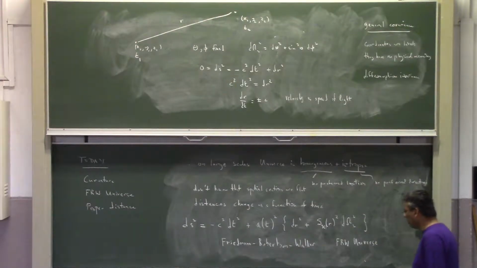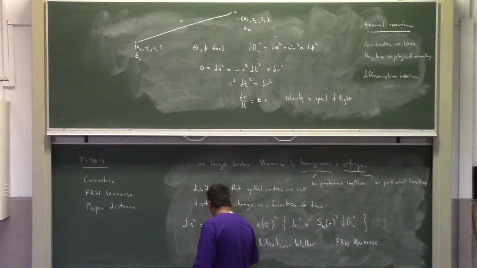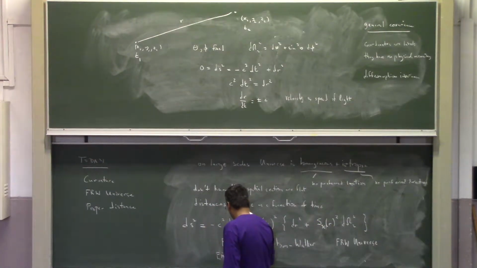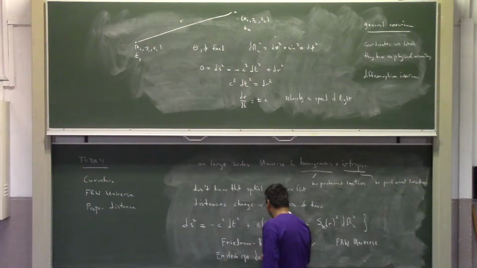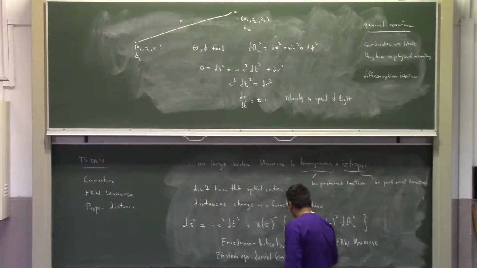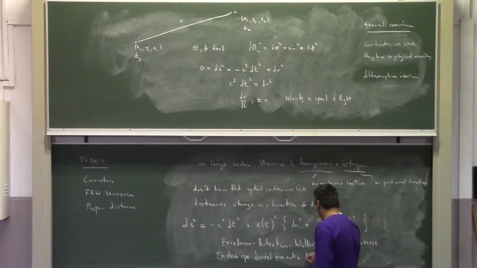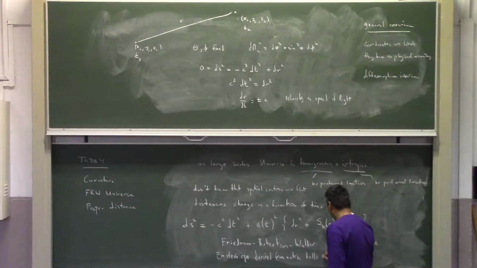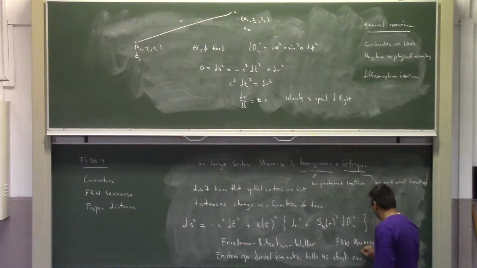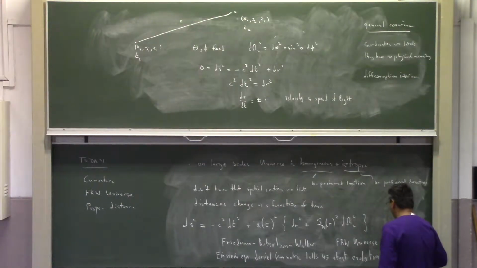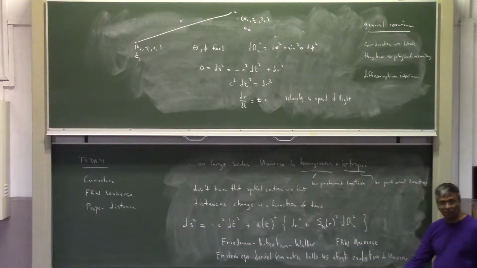So in particular, the Einstein equation derived from this metric will tell us about the evolution of the universe. Next week, we'll look at these equations to describe the evolution of the universe.